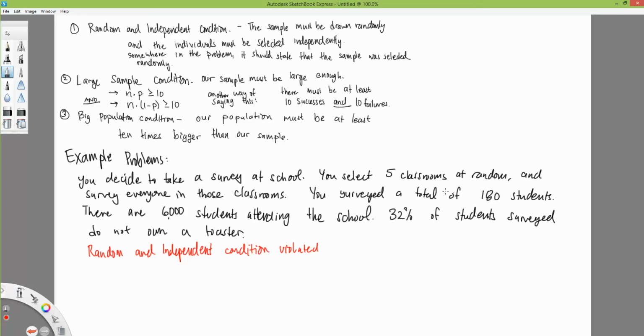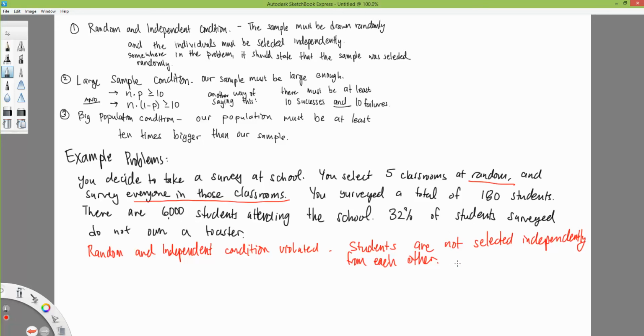Okay. It says we selected 5 classrooms at random, but you're surveying everyone in those classrooms, okay? So these students are not selected individually one at a time. Students are not selected independently from each other. Everyone is selected together, okay?